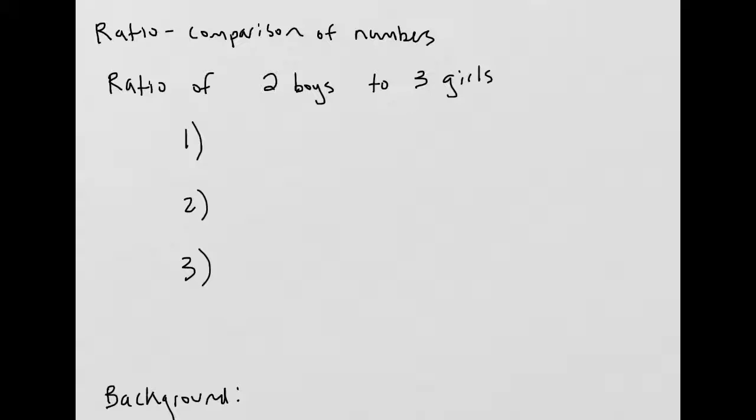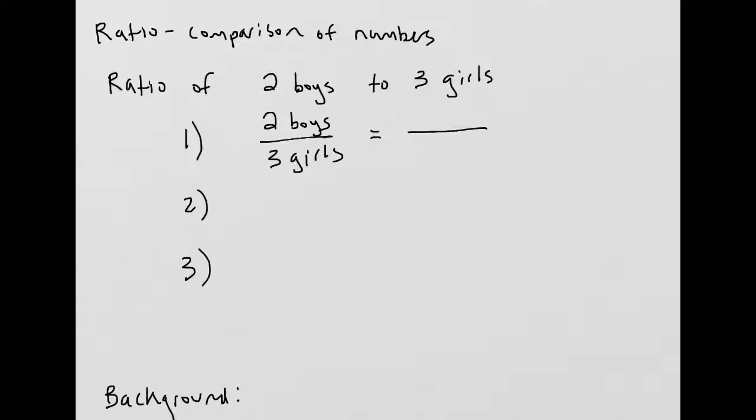One way to write a ratio is actually as a fraction. So I've got 2 boys for every 3 girls. But one of the things that ratios don't tell us is how many students I have in my classroom. I don't have to have specifically 3 girls. It just means that for every 3 girls, I have 2 boys.